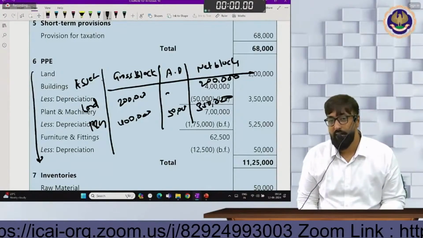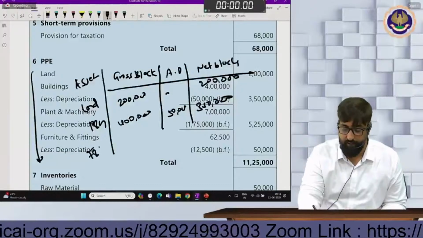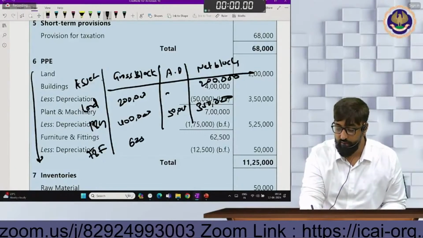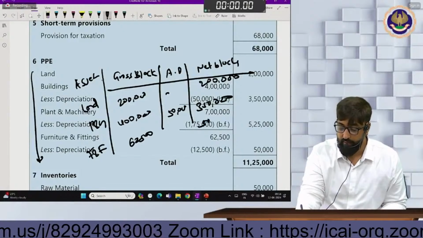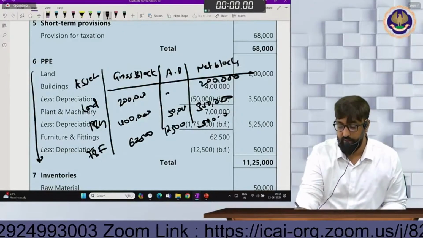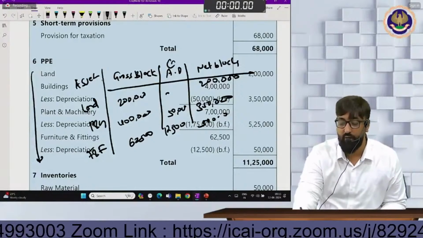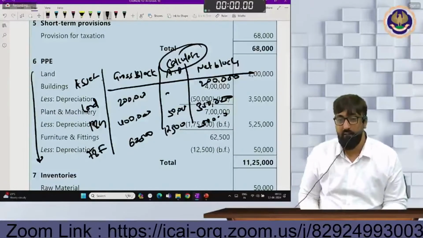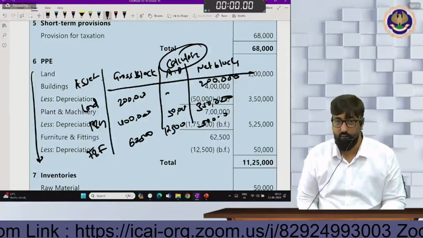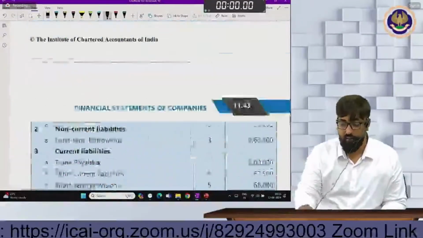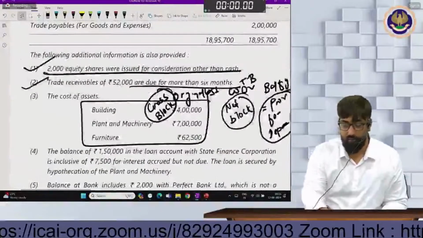Yes, sir. And the last one is furniture and fittings. Gross block is given in the question, 62,500. 50,000 is your net block, and the balancing figure is your accumulated depreciation. ये आपको calculate करना है. It is a balancing figure, the difference between gross block and net block. Easy? Yes. So this will carry 1 mark.